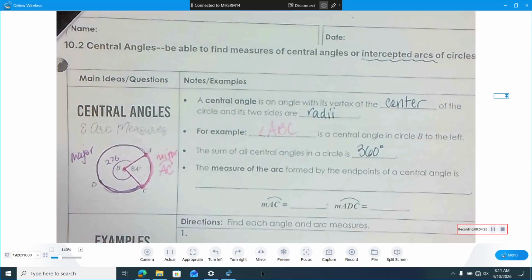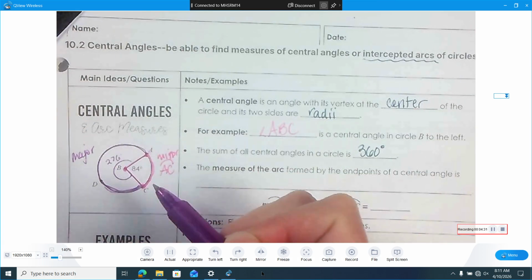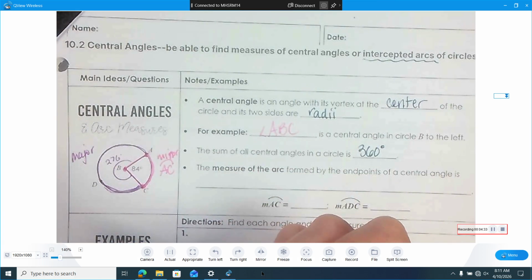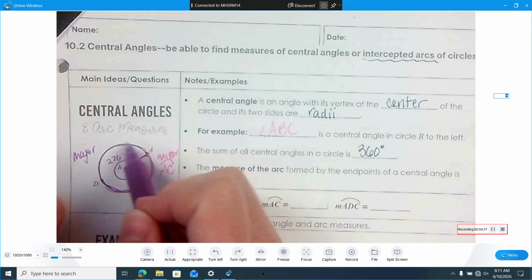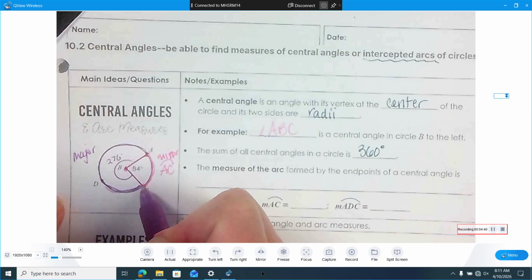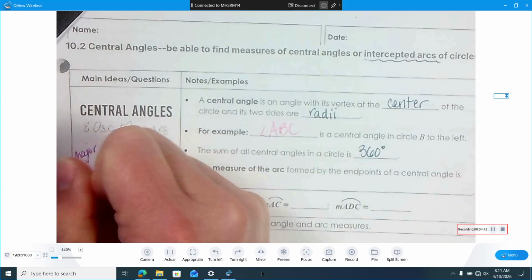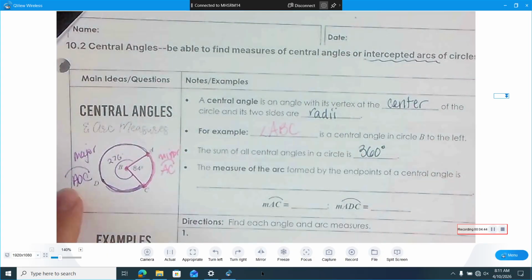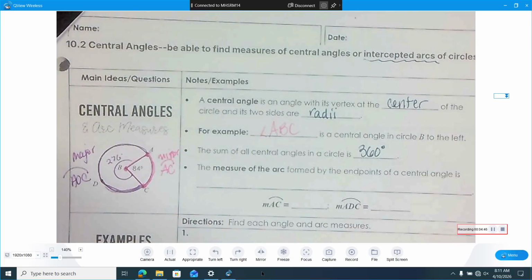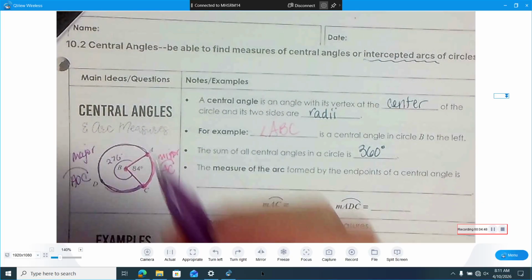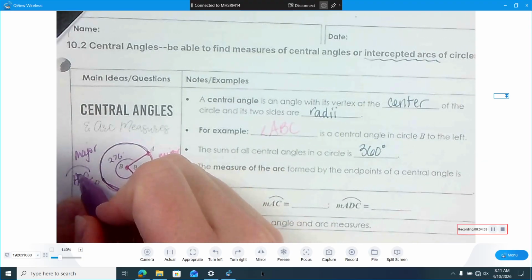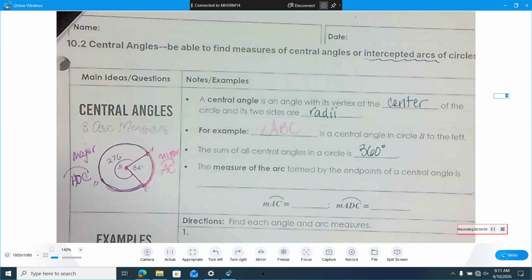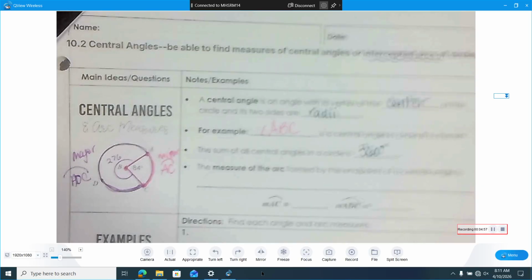Because it's a major arc, we do slightly different notation. It's so big we need 3 points to make sure we're getting the correct arc. So this is major arc ADC, all right? ADC, and I've got a big arc on there. So this is major arc ADC. Again, we have our endpoints, and then one in the middle helping us figure out which side we're on. So it's really important that we have major and minor arcs.